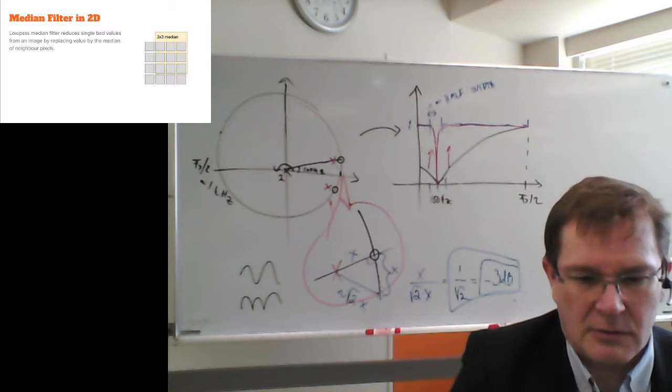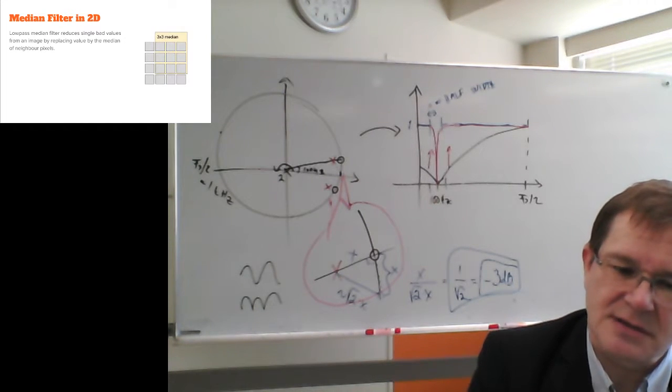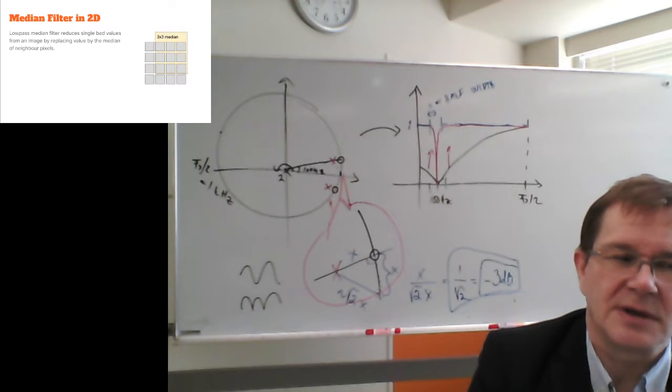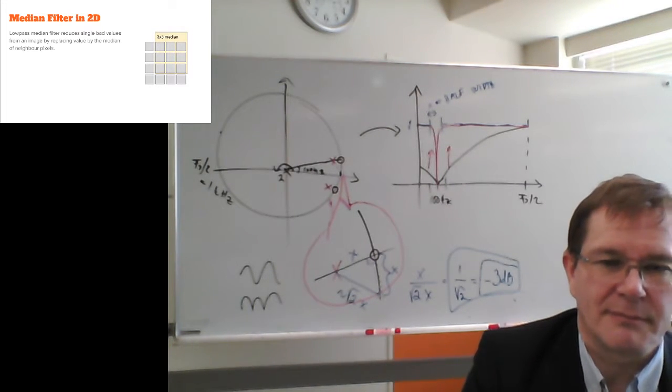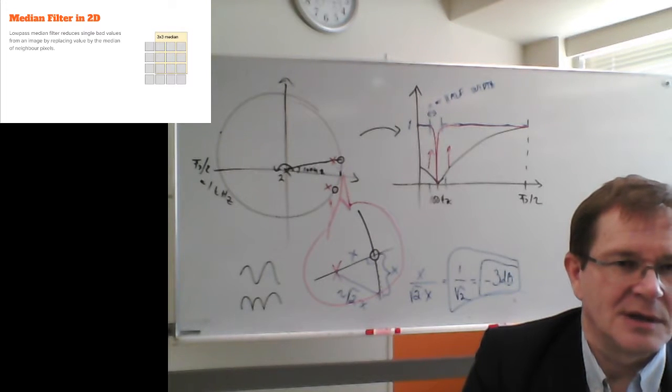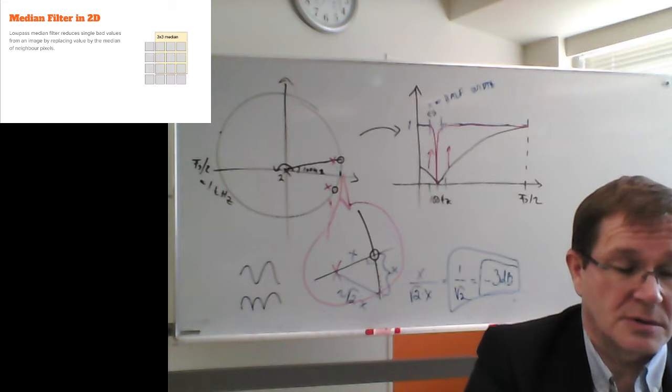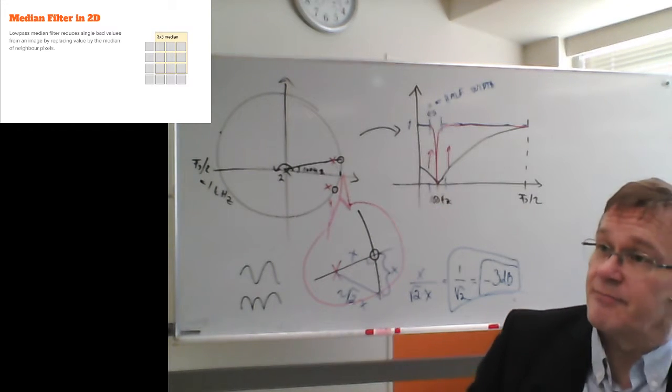But anyhow, these image sensors nowadays are quite good. They don't usually have many bad pixels at all. But if you do, then the median filter would be the one to get rid of them.